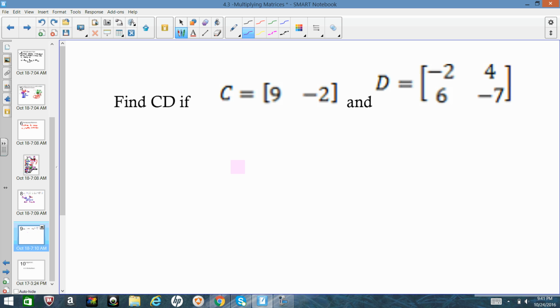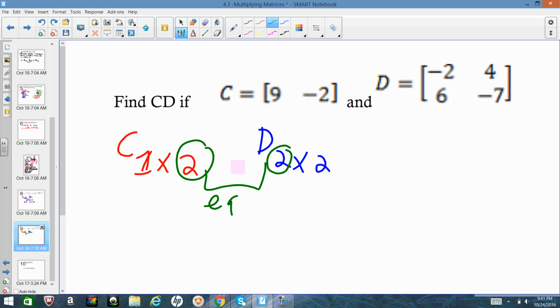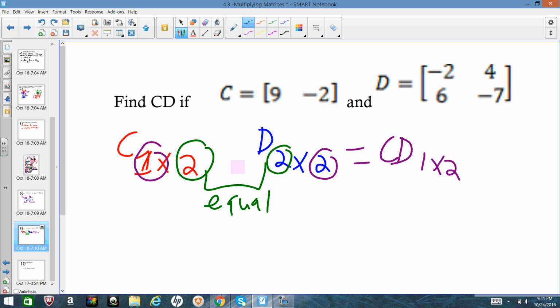And finally, our last example. So we know C is a 1 by 2. We know D is a 2 by 2. So 2 and 2 are equal, so we know this works. So we know our matrix, C times D, would be those numbers circled in purple. So it would be a 1 by 2. So it's possible. It's going to be a 1 by 2. So let's calculate this and see what we get.